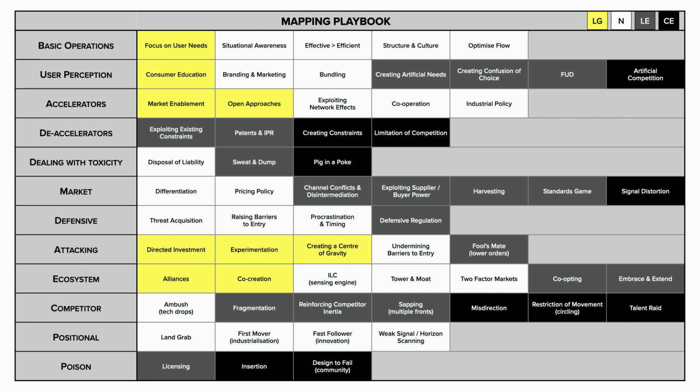There are also ecosystem moves, like building alliances or developing two-factor markets to create niches we can exploit. Or we can make moves against competitors, such as ambushing them with tech drops or misdirection to redirect our rivals' attention while we do something else. There are also positional moves we can make, like launching a land grab or being a first mover to occupy the key real estate on which the future will be built. And finally, there are moves that poison the landscape through licensing or designing communities to fail that are a little bit, or completely, evil and are designed to make sure rivals don't threaten us.